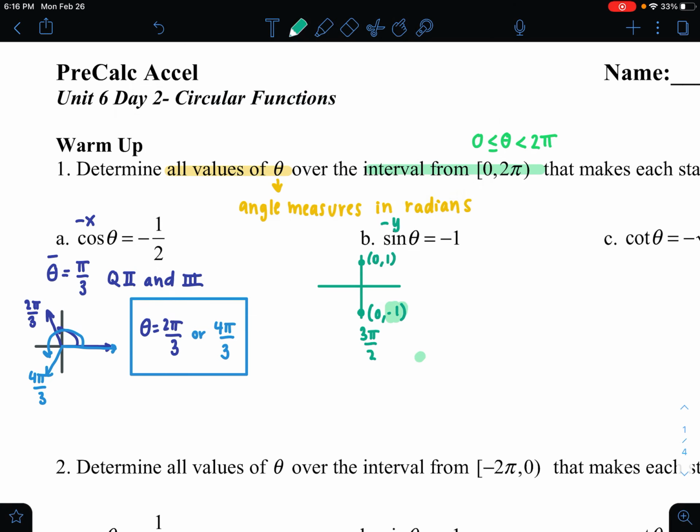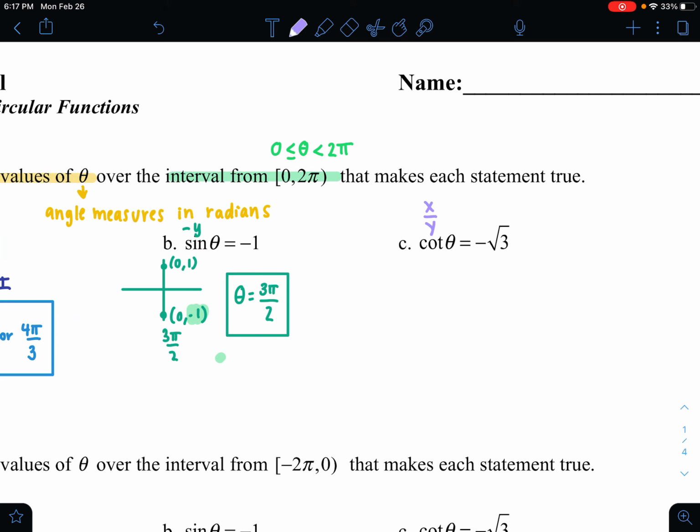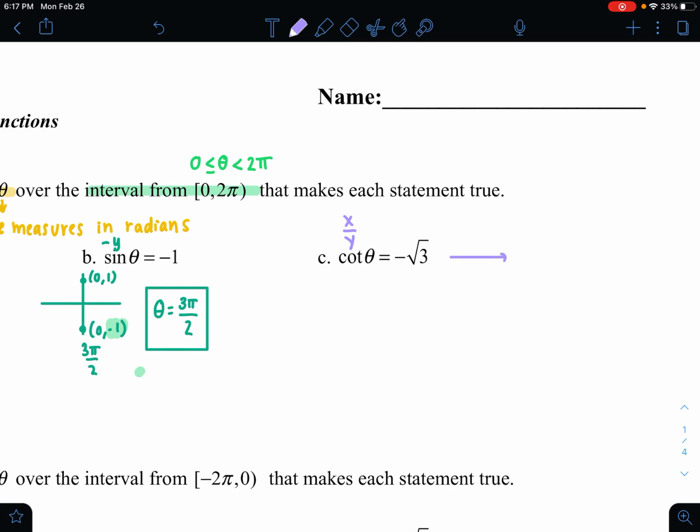All right, and then lastly here, we're going to check cotangent. So cotangent is x over y. And it's important to know that anything that has a tangent and cotangent is always kind of the reciprocal. So I know that the reciprocal of this is tangent of theta, which would be -√3 over 3. When we have a tangent that has -√3 over 3, or just √3 over 3, we know that our reference angle is going to be pi over 6.